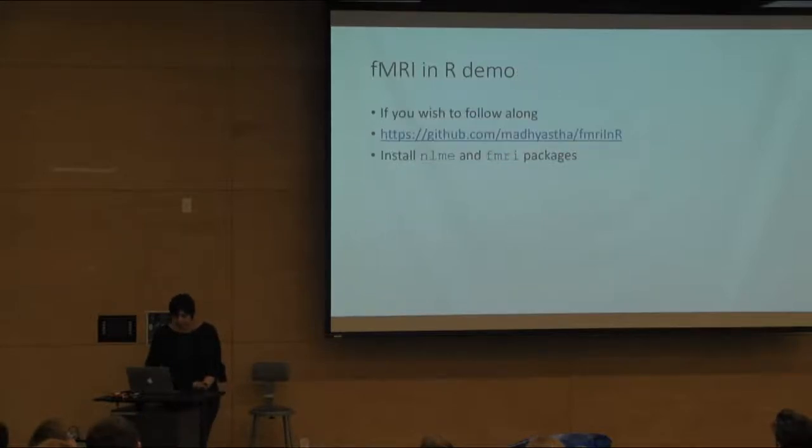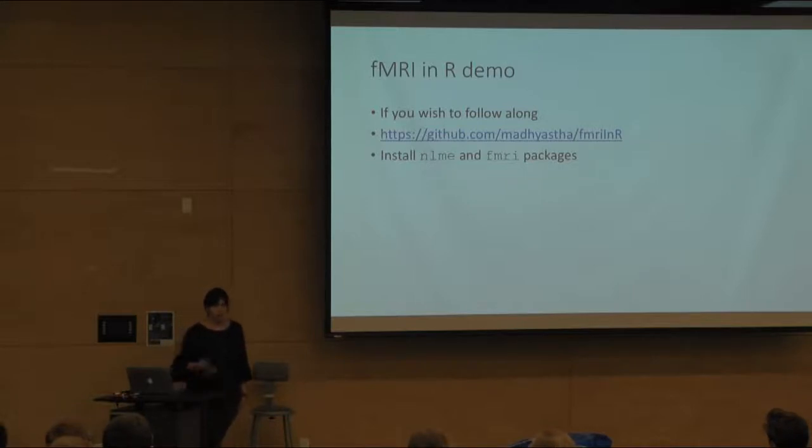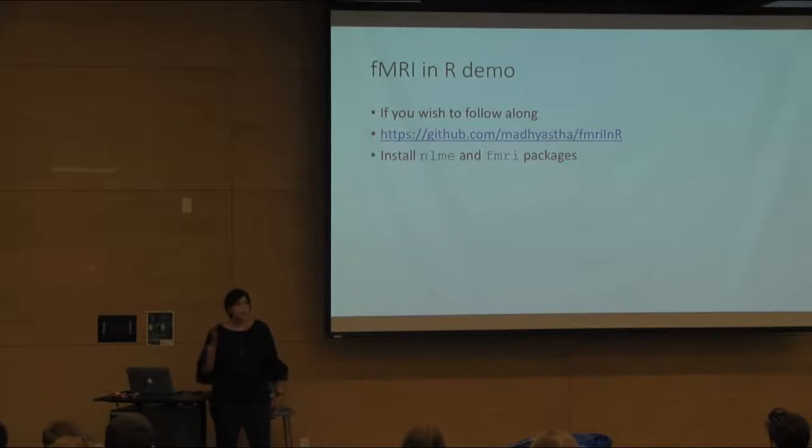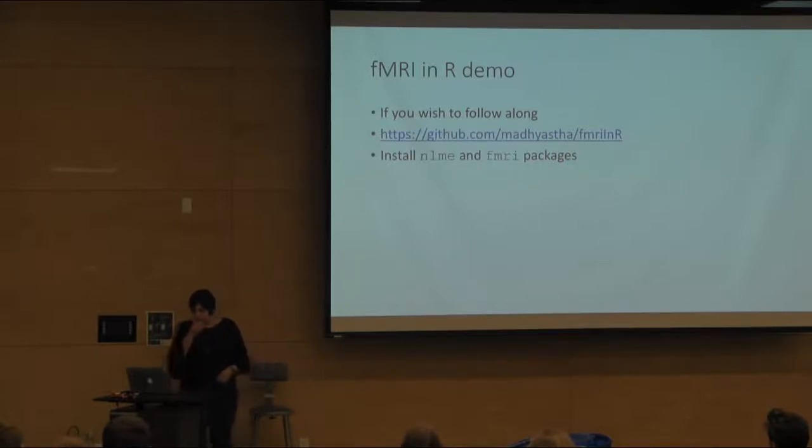Okay, so I have a demo here for fMRI in R, which if you are interested in following along, you can go to this GitHub site and pull that repository, or you can just watch. You would need R on your laptop, which I think you have from last week, and you would need nlme, which is a modeling package, and the fMRI package. If you're trying to type that in, that's fMRI in R, not fMRI LNR. Yes, it's fMRI in R. Thank you.